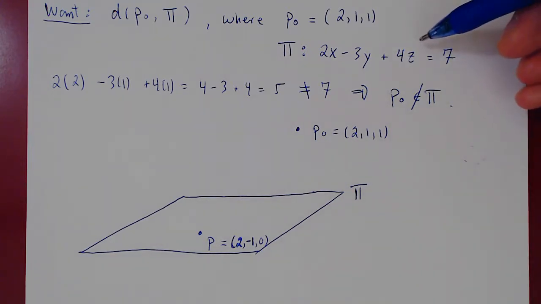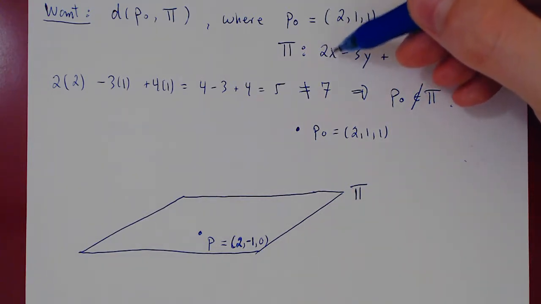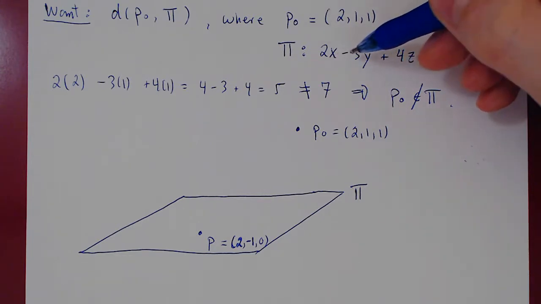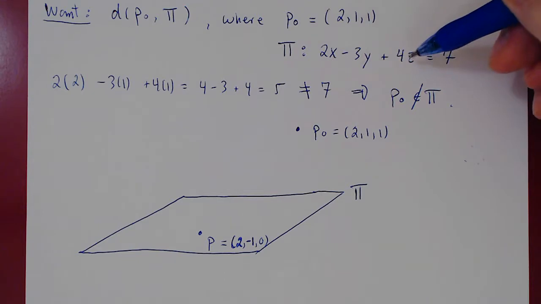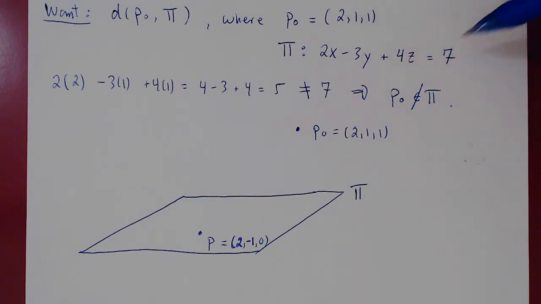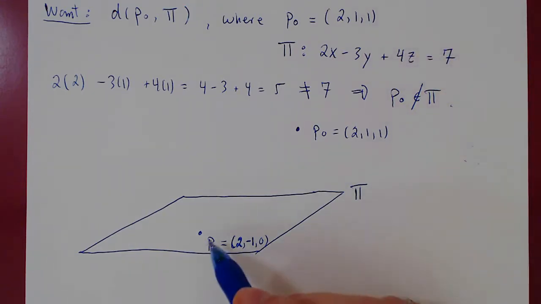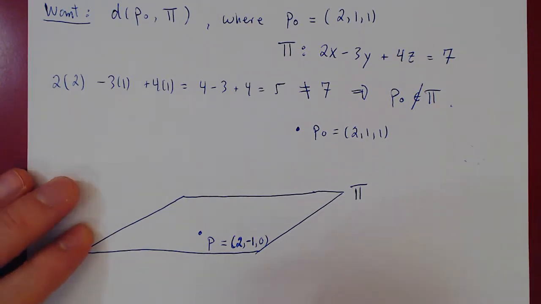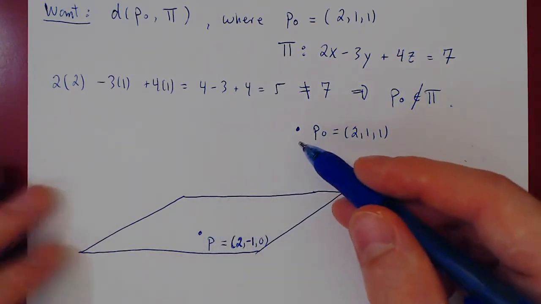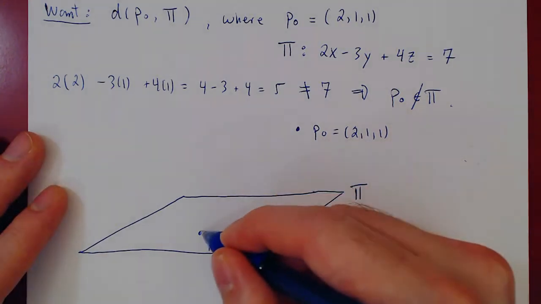We could have also picked, if you want, x to be 0, y to be negative 1, that would give us a plus 3, and z to be 1, plus 4, is also 7. But any point on the plane will do, and of course then we can connect the points P and P naught and form the vector PP naught.